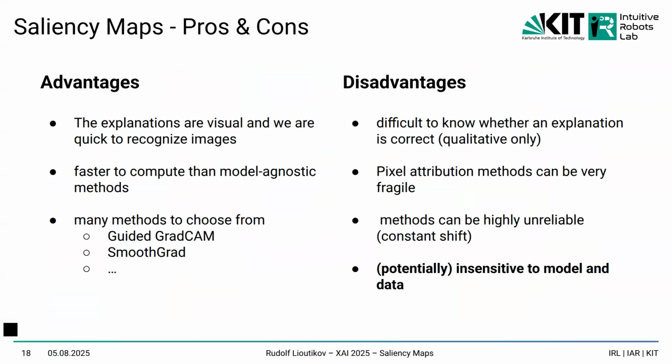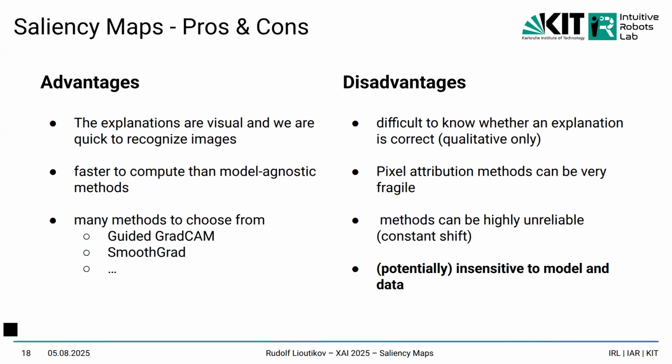So the disadvantage is it's difficult to know whether an explanation is actually correct, because we only have this qualitative, not quantitative, evaluation. The pixel attributions can be very fragile, as I mentioned, with adversarial attacks and these kinds of things. And the methods can also be quite unreliable. But the biggest issue is that there's some recent work that indicates that these models, in particular GradCam, are insensitive to model and data.